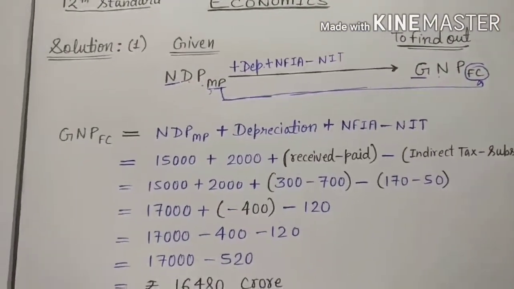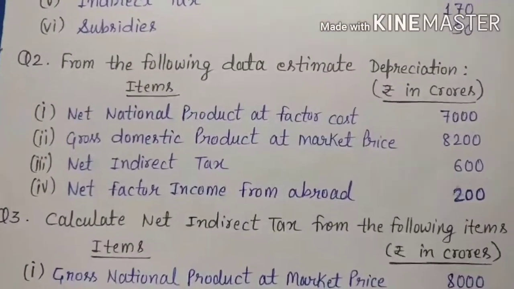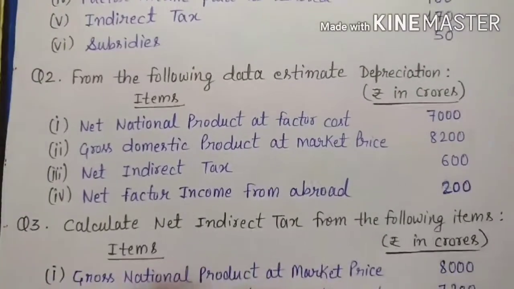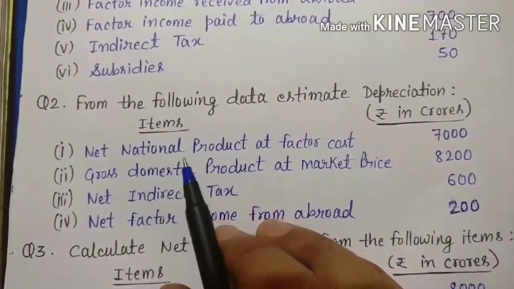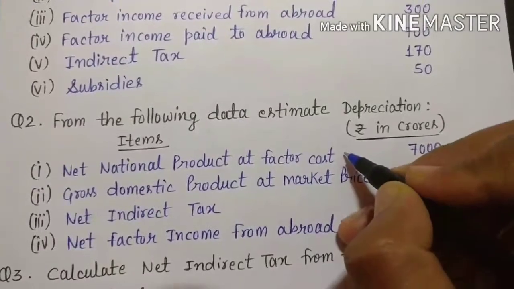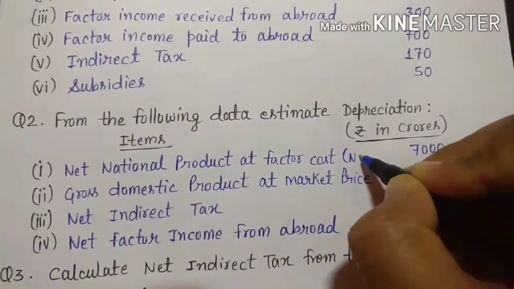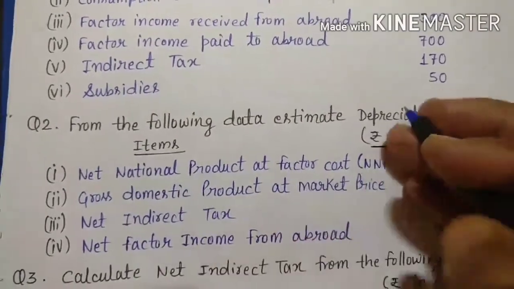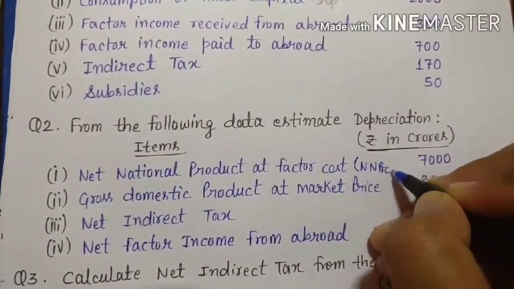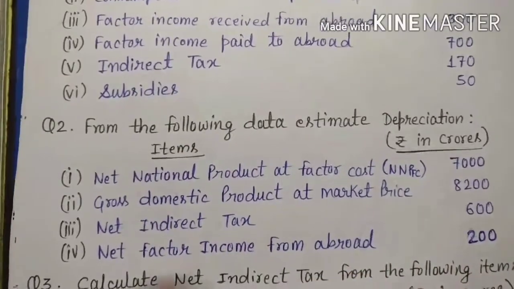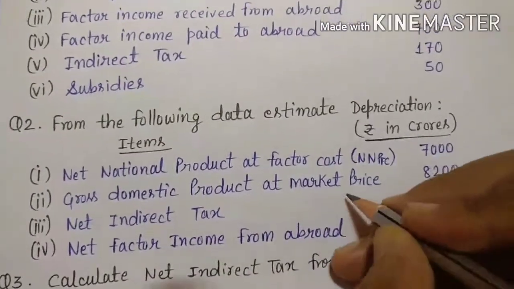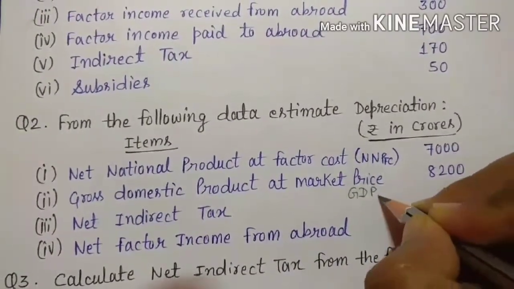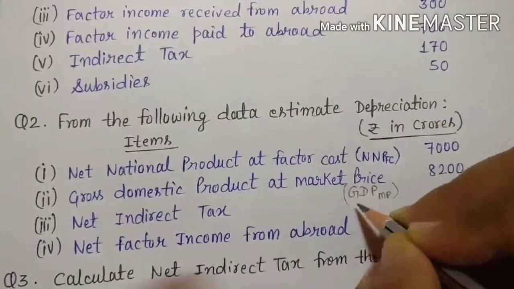Now move to question number 2. From the following data, estimate depreciation. What is given to us? Net national product at factor cost, NNP at FC. Gross domestic product at market price, GDP at MP, is also given.